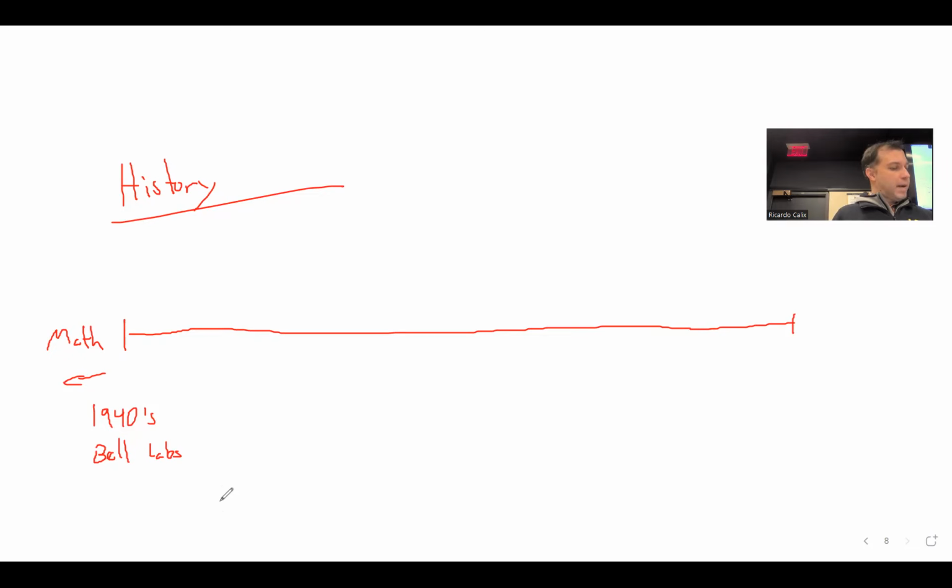But again, going back to neural nets, two important people. One is Rosenblatt. This is the person that created the perceptron, which is the algorithm that we're going to discuss this week. The perceptron is kind of like the first neural network. That was around the 1940s.